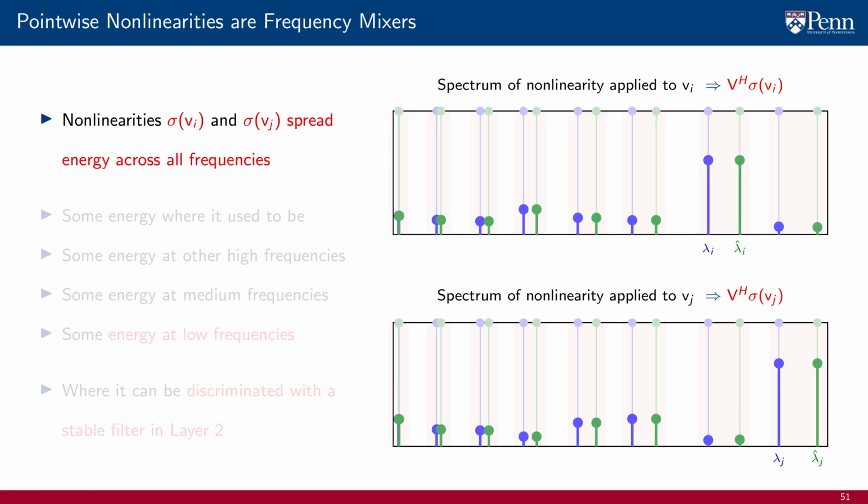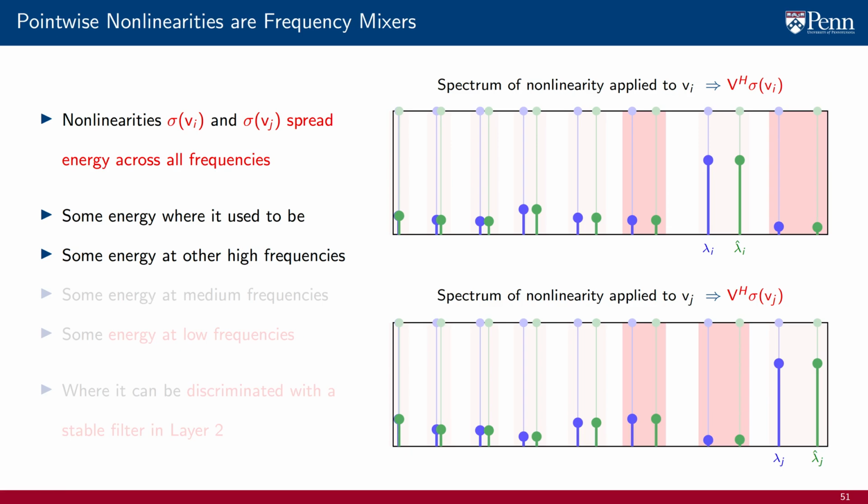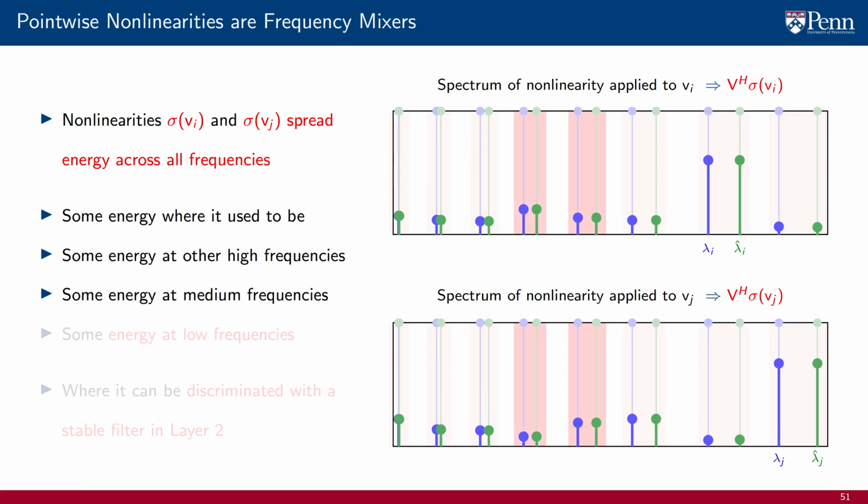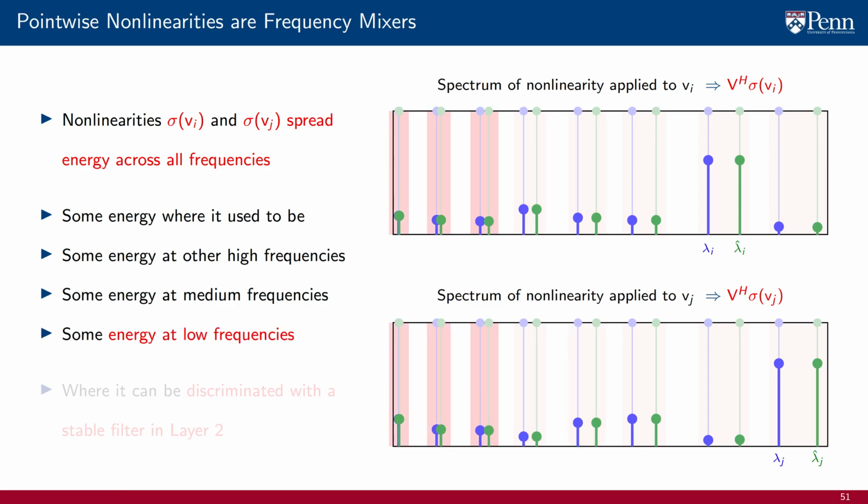Thus, energy at the output of layer 1 is spread across several frequencies in a manner that is stable to deformations. Layer 1 outputs are the same if the filters are instantiated on S or the dilated S hat, and their spectral representations have components at all frequencies. In the case of both signals, some energy is where it used to be. Some energy is at other high frequencies. Some energy moves to medium frequencies, and some energy moves to low frequencies, the latter of which can be discriminated with a stable filter in layer 2.